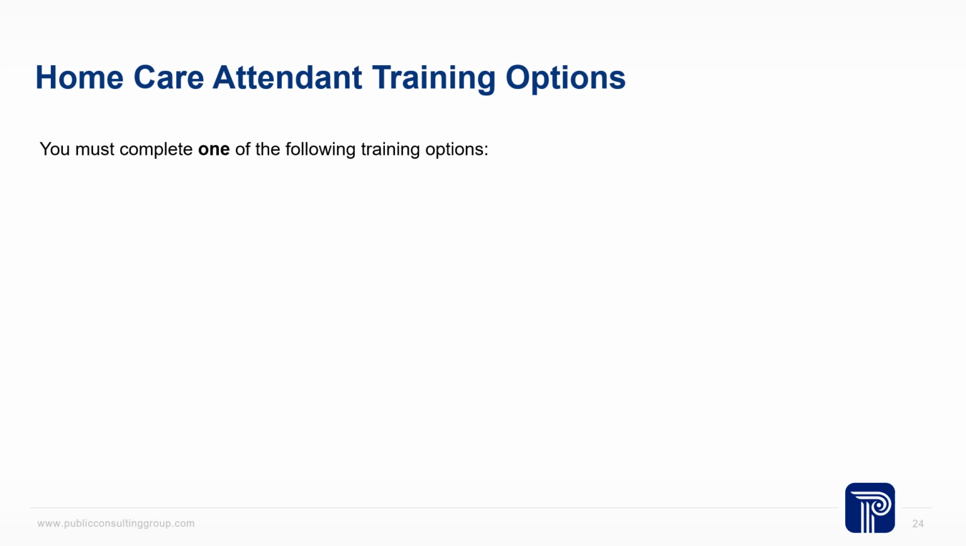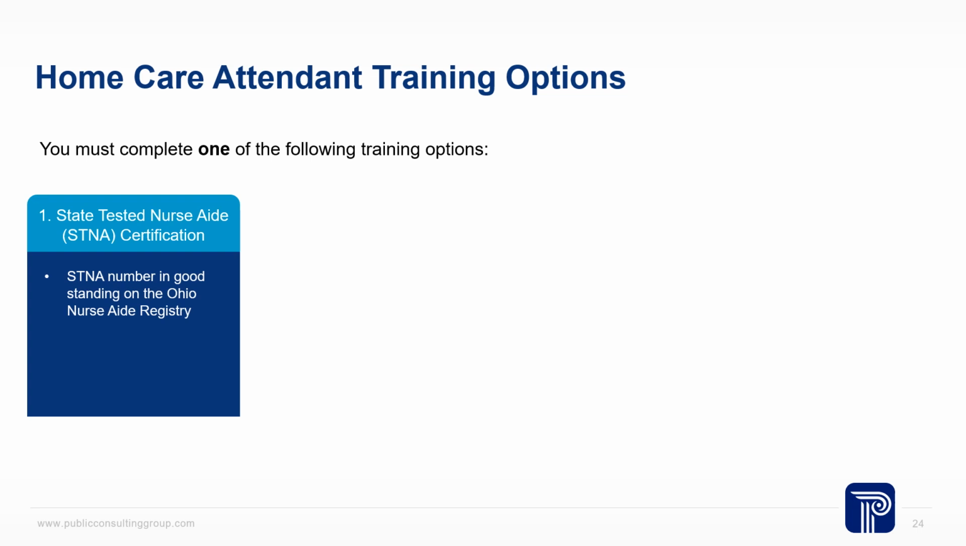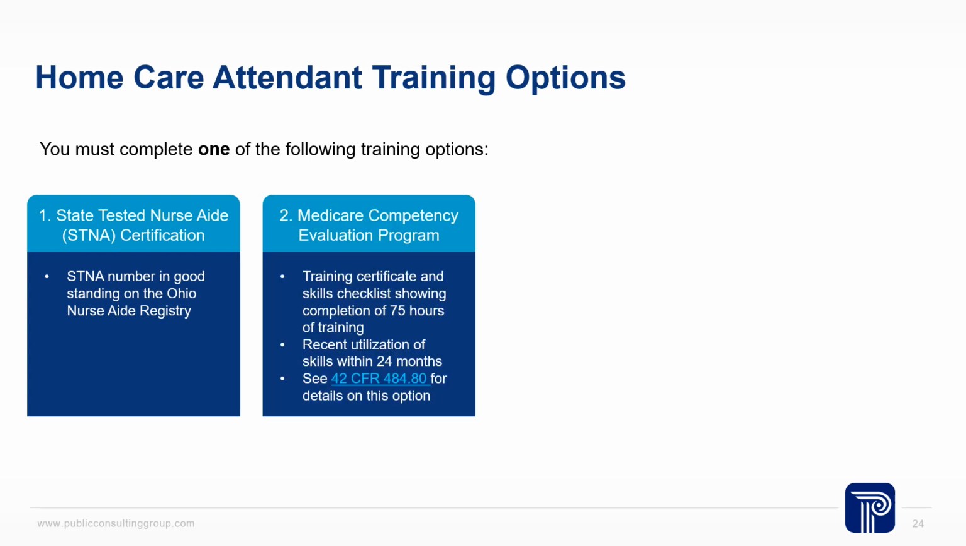The first option for home care attendant training documentation is to be state-tested nurse aide certified. A second training option is a Medicare Competency Evaluation Program for home health aides. Documentation for this training type includes a certificate and a skills checklist verifying you have completed 75 hours of training. 42 CFR 484.80 outlines the requirements for this training option.